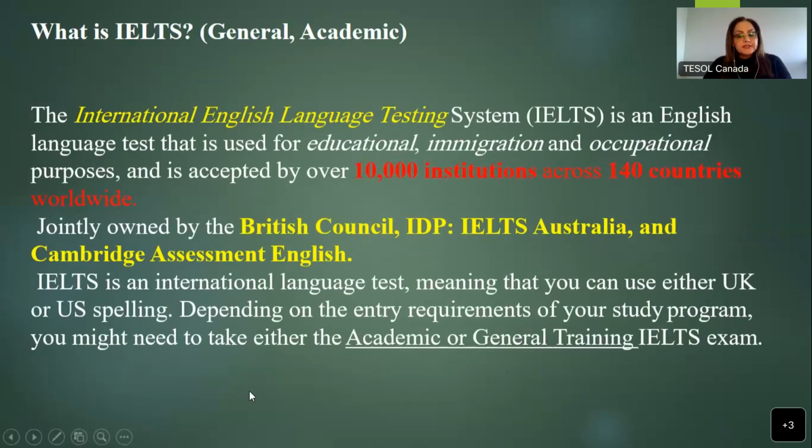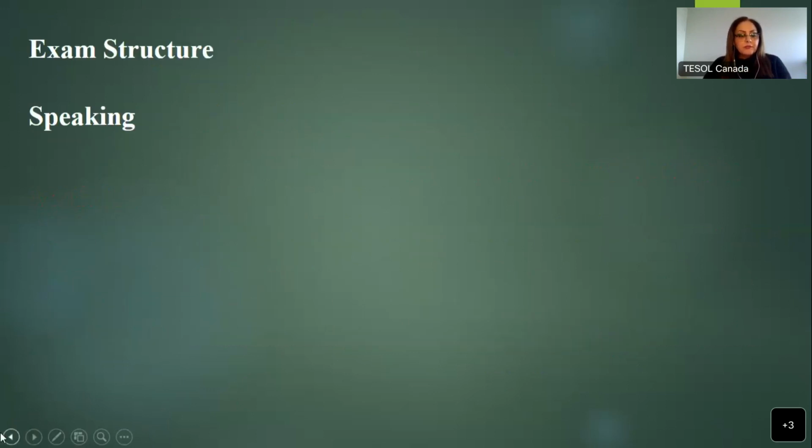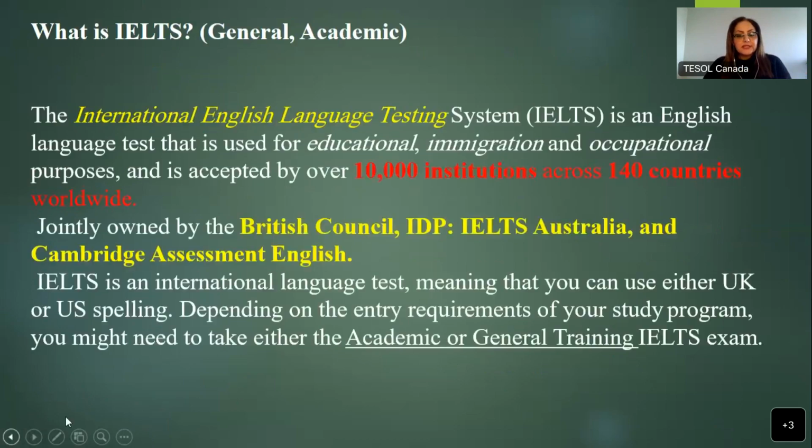You have it for academic and general. They are two different. But what is the difference is in academic, the speaking is the same, the listening is the same. General is for the ones who want to immigrate or work somewhere else. So the reading and writing is different.